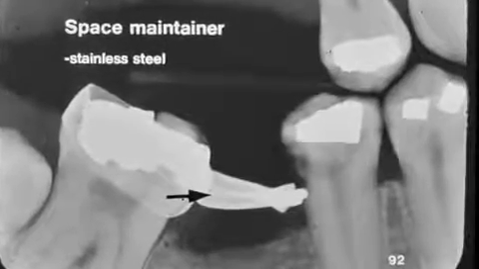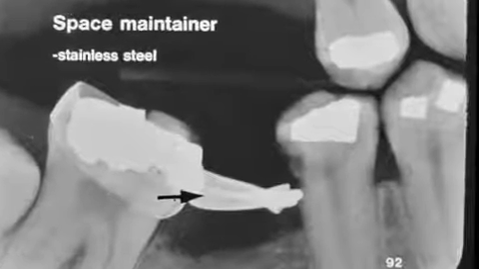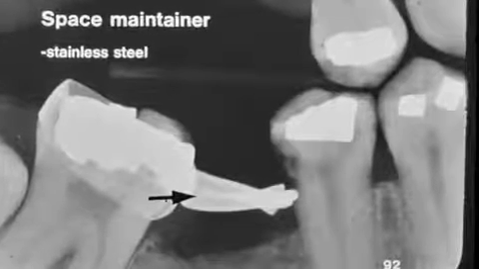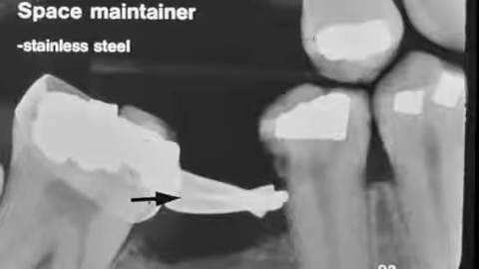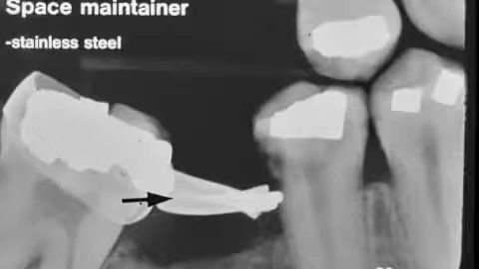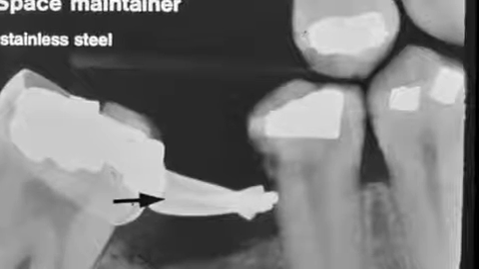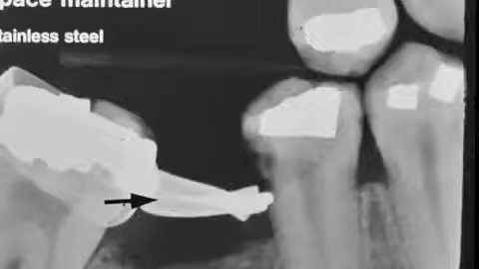Tooth number 31 has a space maintainer. Notice how it has continued to drift forward because of the caries on the distal of 29. The space maintainer, stainless steel, has varying opacities. There are incipient caries on the distal of tooth 28 and the mesial of tooth 29.